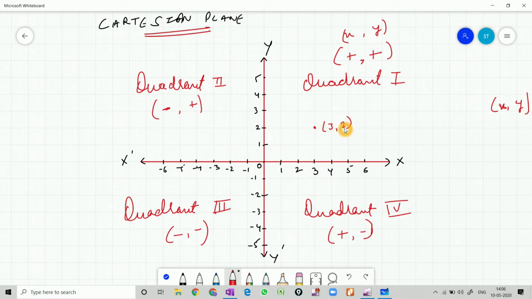Okay, and the first is always for x and the second value is always for y. This is the order to write. Okay, and together they are known as, oh sorry, coordinates. Together they are known as coordinates. Fine, x and y together are known as coordinates.